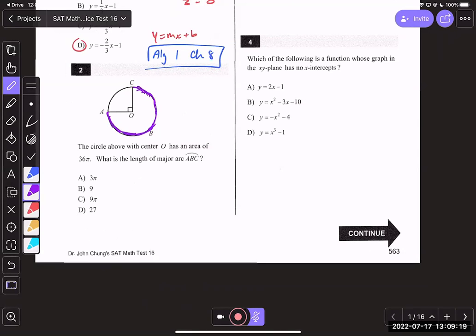So when we say 36 pi, what does that tell us for the area? What information does that give us? The radius is 6. Right, and that's because the area is equal to pi r squared, right? So if that's equal to 36 pi, then r squared is equal to 36, which means r is equal to 6. I agree with that. And then from here, what can we do?